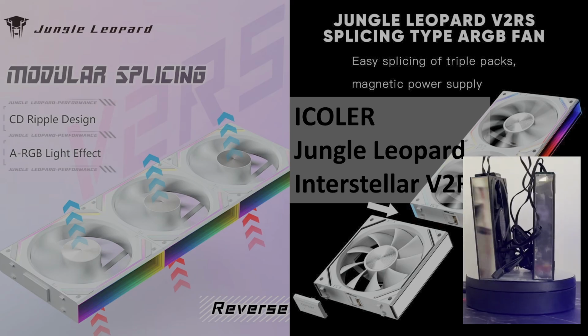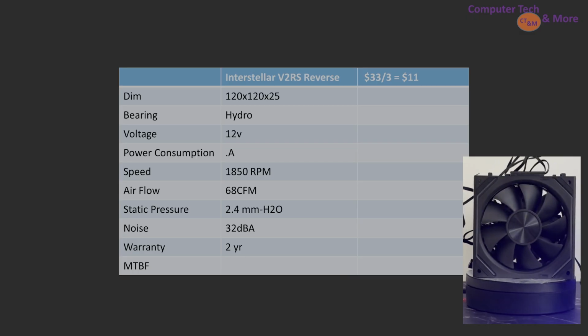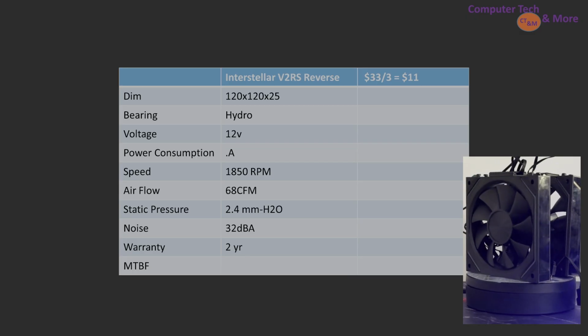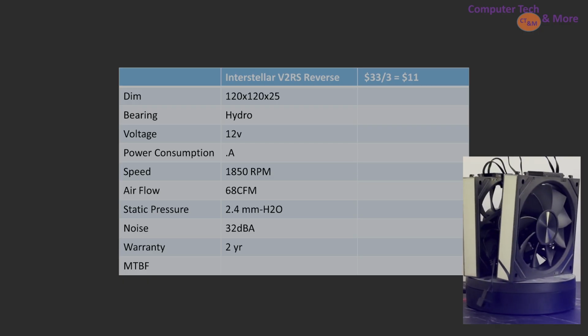So let's hop into it and learn about this fan. Here's some basic specs about it. Hydrodynamic bearing, standard 25 millimeter thickness, 1850 RPM. It has CFM, static pressure, and it's got a 2-year warranty.